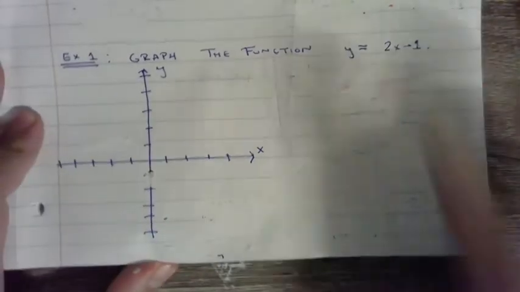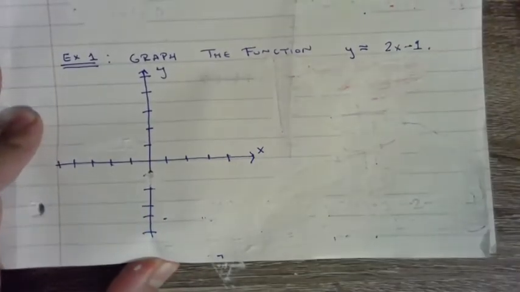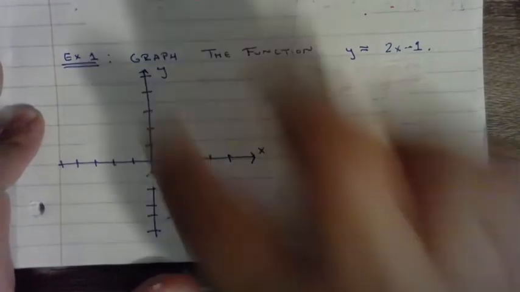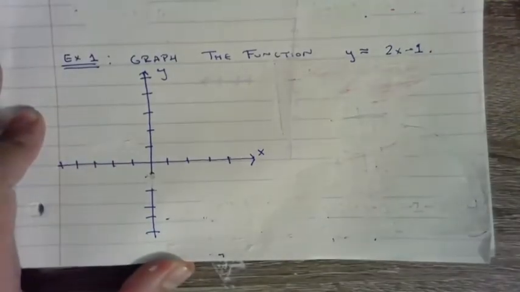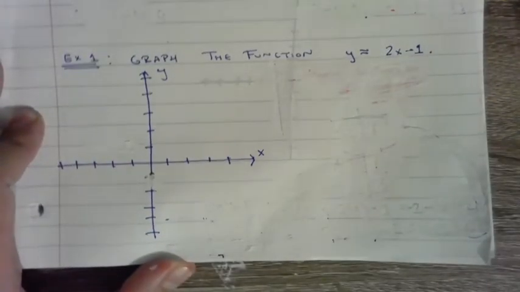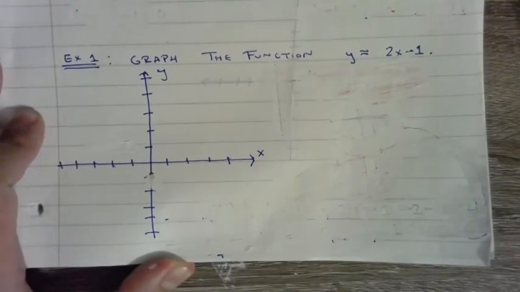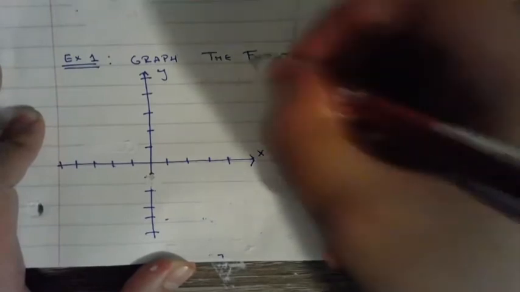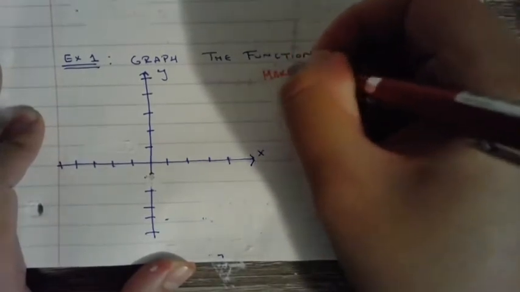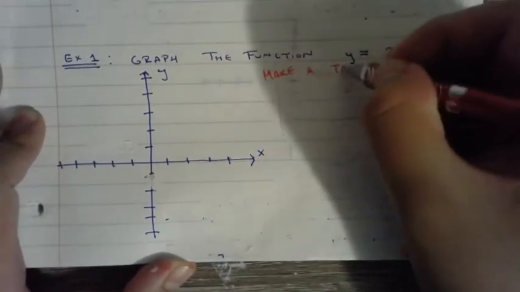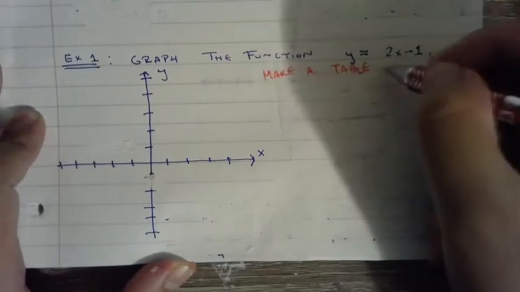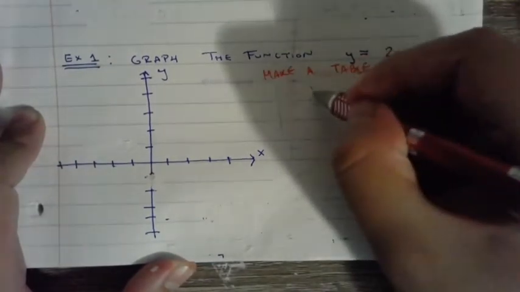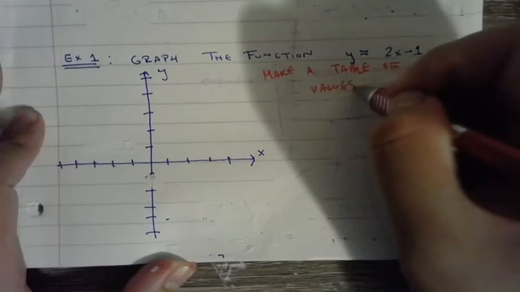So example number 1. Remember, you're going to have to graph the function y equals 2x minus 1. Plot this right here, and then we'll continue from there. When they ask you to graph a function, you want to make sure that you make a table of values. So I'm going to put right here, make a table of values.